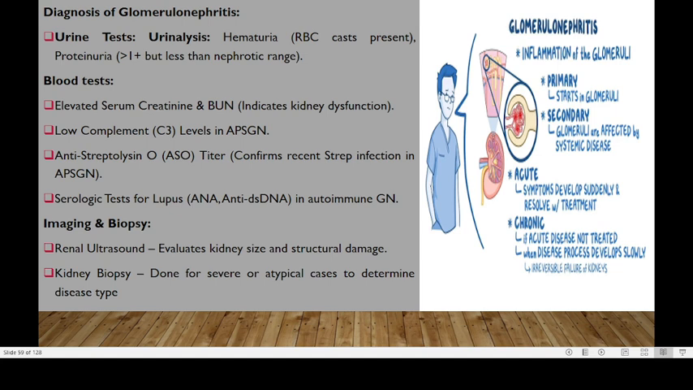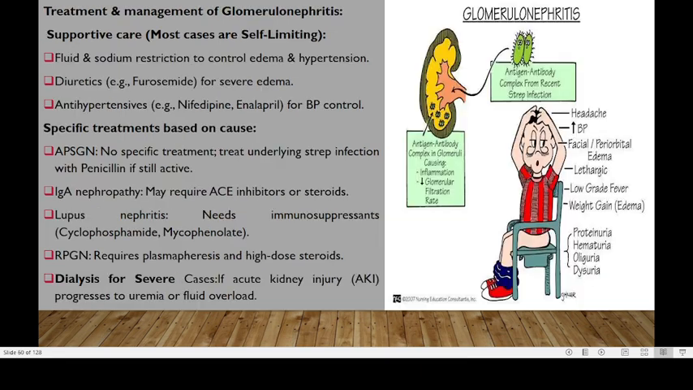For the blood test, we could have elevated serum creatinine and BUN, which indicates kidney dysfunction. Low complement C3 levels, and antistreptolysin titer, which confirms that there was a recent streptococcal infection. Serological test for lupus in autoimmune glomerulonephritis. We could also do imaging and biopsy. So the renal ultrasound will evaluate the kidney size and structural damage, while the kidney biopsy is done for severe or atypical cases to determine disease type.